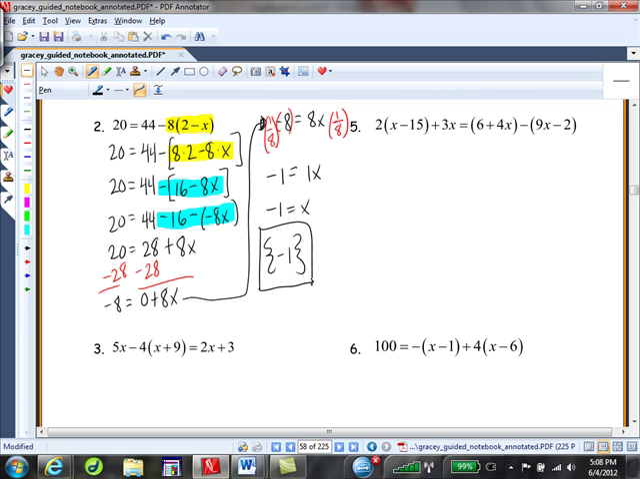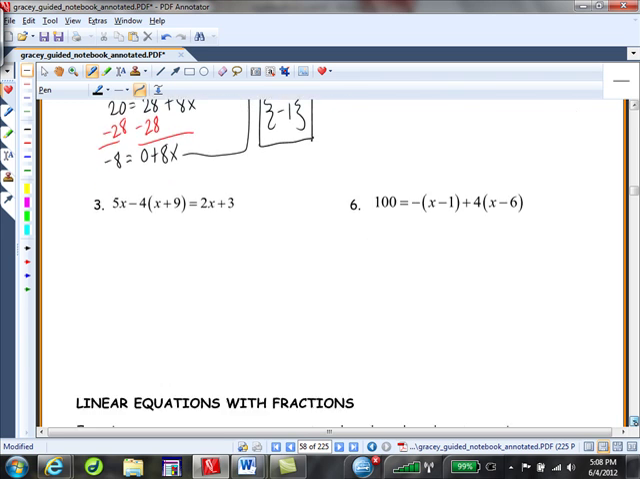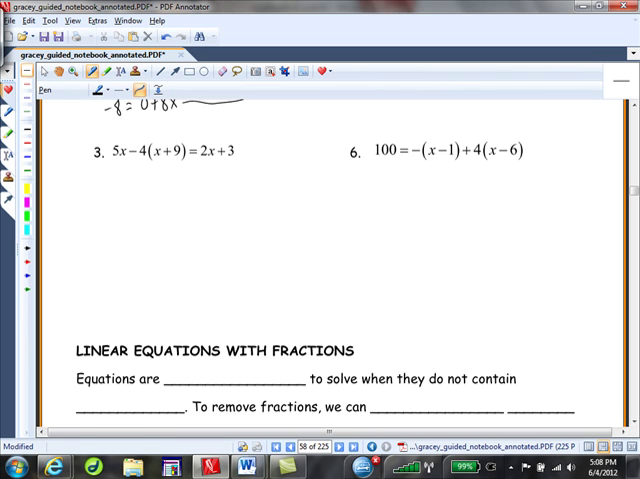How are we doing so far? You guys hanging in there? Good. Okay, so number 3. Again, I see an area where we need to use the distributive law. I'm going to show you another way to do it. Okay.